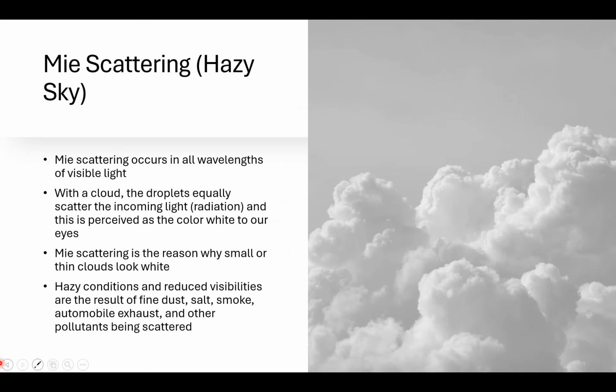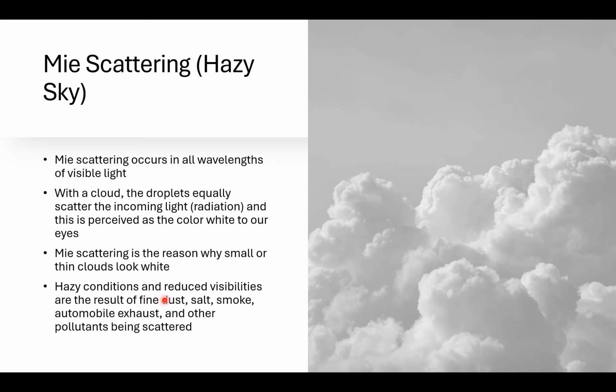It's really impressive. Mie scattering is responsible for the hazy look to the sky. Mie scattering occurs in all wavelengths of visible light. With a cloud, the droplets equally scatter the incoming light or radiation, and this is perceived as the color white to our eyes. So you wonder why, in addition to haze, those cumulus clouds we see on a warm summer day appear white to us. It's because of the way the Mie scattering is working. The droplets are equally scattering the incoming solar radiation, and it's going to be perceived as the color white. Mie scattering is the reason why small or thin clouds look white to our eyes.